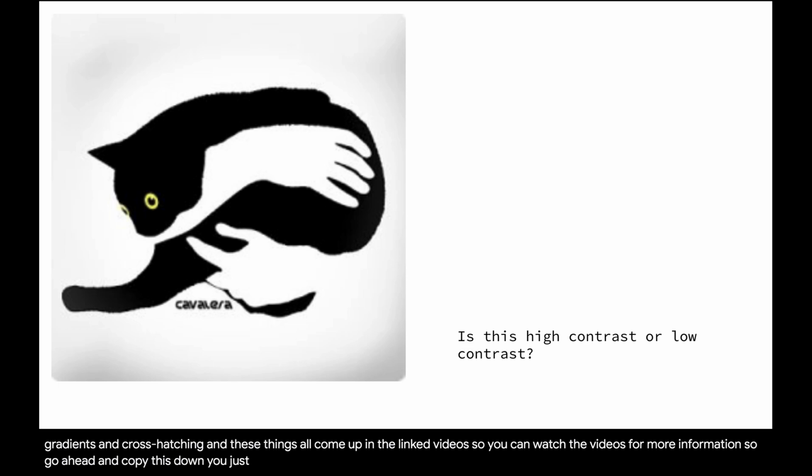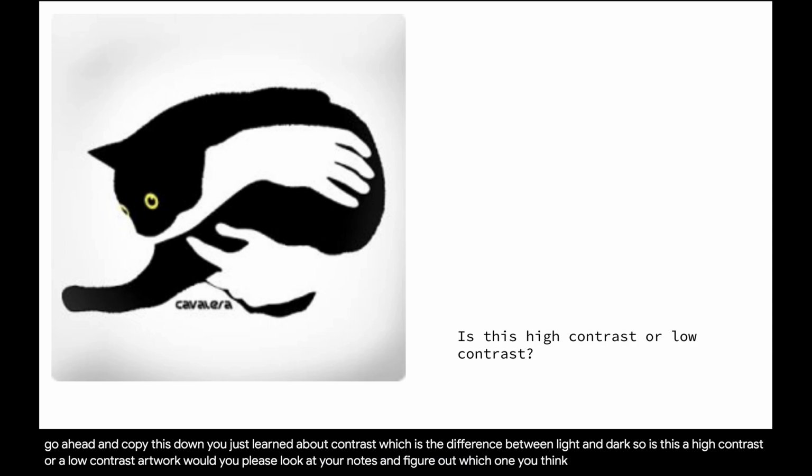So you just learned about contrast, which is the difference between light and dark. So is this a high contrast or a low contrast artwork? Would you please look at your notes and figure out which one you think it is?